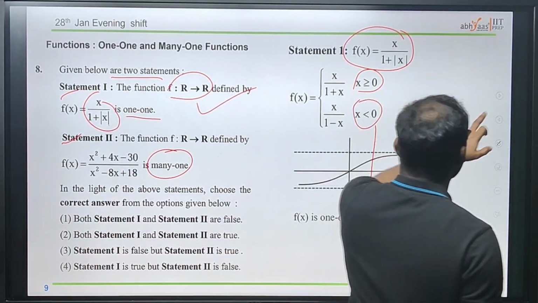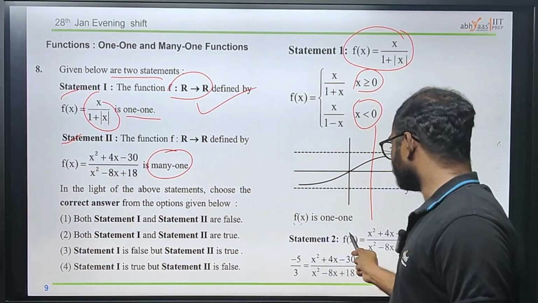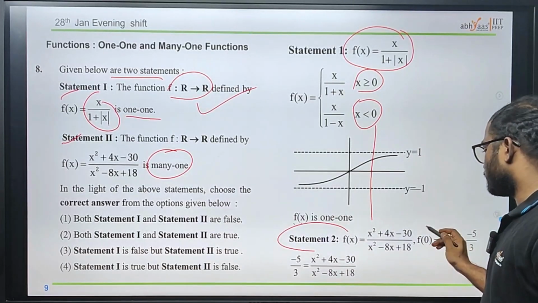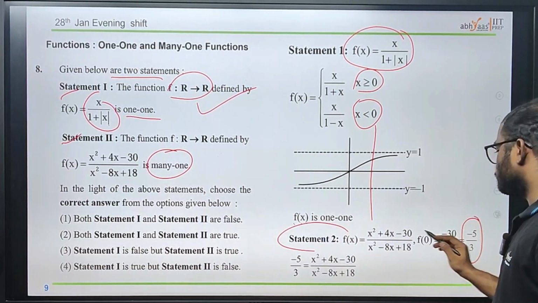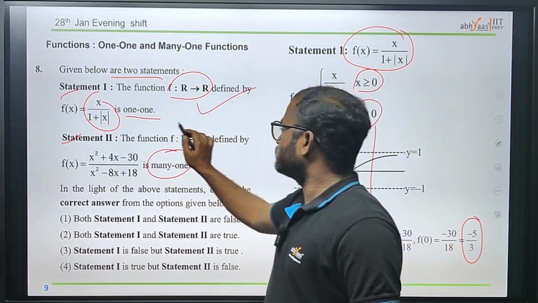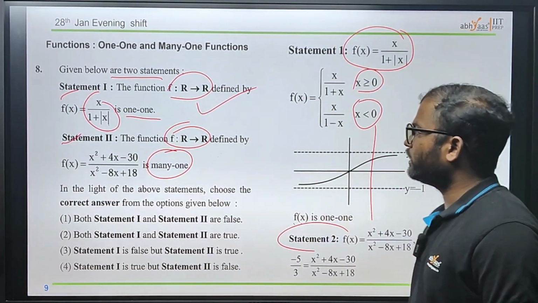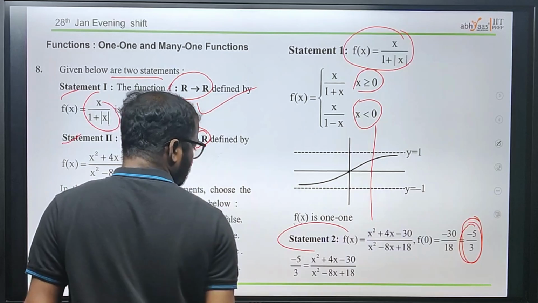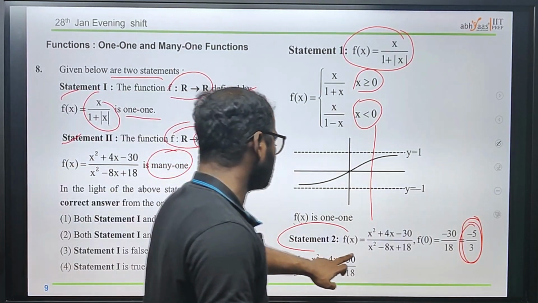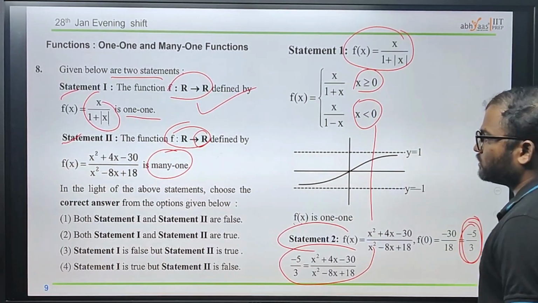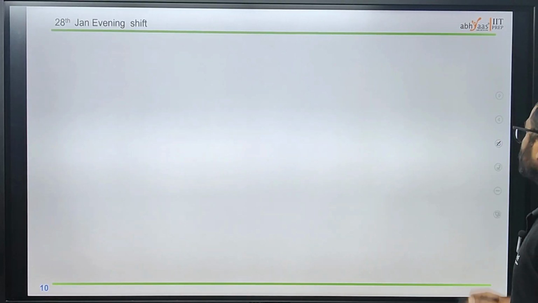Now for the second statement, we have this situation: f of 0 is equal to, we just put f of 0 from this region, this domain, and we will get minus 5/3. This means that we will get this situation. Now similarly, we have a situation here. Okay, now we will check whether it has many values or not.